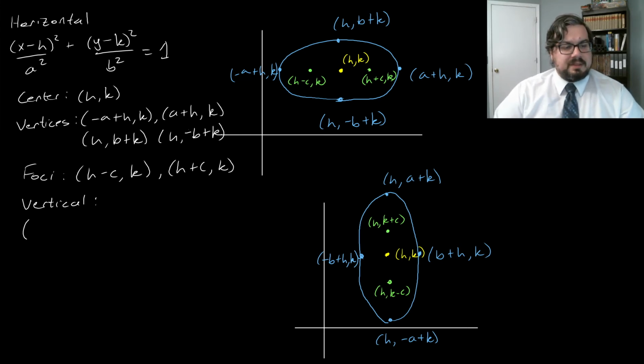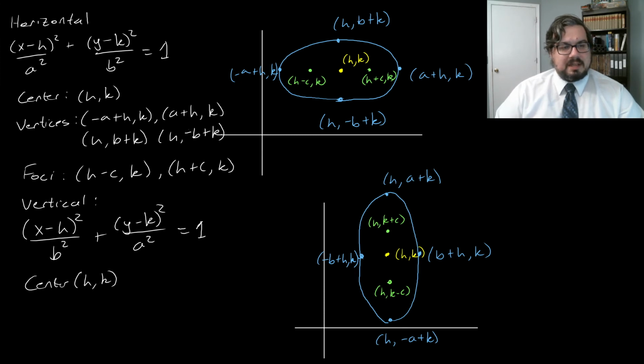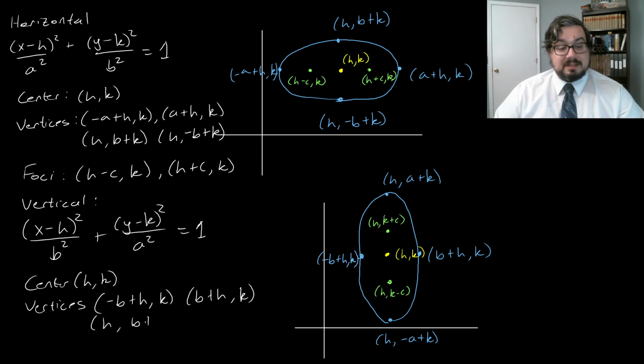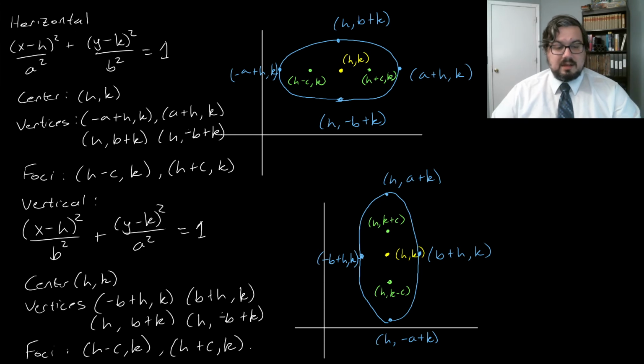And so the equation of this will now be x minus h squared over b squared plus y minus k squared over a squared equals 1. The center, again, at h comma k, the vertices at negative b plus h comma k, b plus h comma k, h comma b plus k, and h comma negative b plus k. And the foci are at h minus c comma k and h plus c comma k.